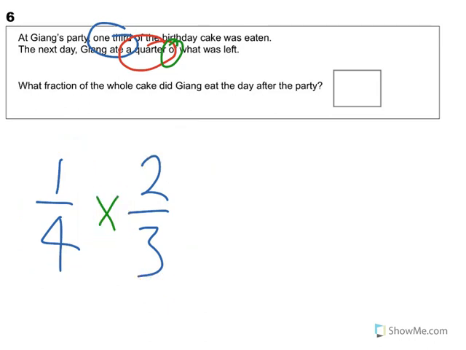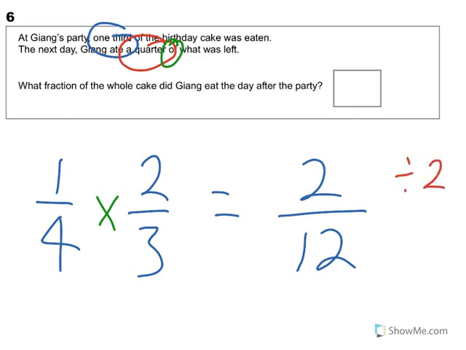So let's do this. Multiply the tops together. We have 1 times 2. The bottom is 4 times 3. 2 over 12, which we can simplify because they share a common factor of 2. So if you divide by 2 and divide by 2, 2 divided by 2 is 1. 12 divided by 2 is 6. So she ate 1/6 of the cake the next day.